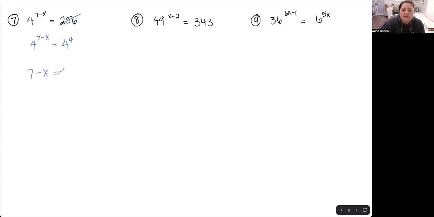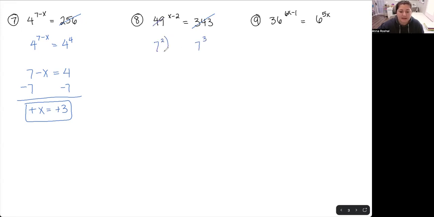So once you get to this place, it should be fairly simple when you're an Algebra 1 student to go in and see, hey, this is how I solved it. Again, same thing. I don't know that 343 is 49 to the whatever power, but I do know that 343 is 7 to the third, and that 49 is 7 to the second. So I'm going to make this 7 to the second to the x minus 2 power equals 7 to the third.